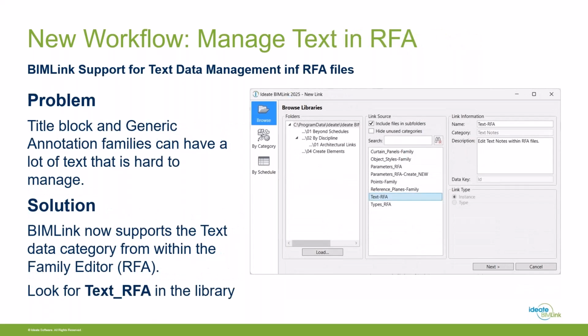And then a while back, we enabled Ideate BIM Link within the family editor, and we have specific library link definitions that are for use when you're editing or reviewing information in Revit families. So now we've added the ability to review text. There is now a text underbar RFA sample link definition that can review the generic annotation family, or actually any family that has a lot of text to manage. So you see there, you can edit the text notes within RFA files.